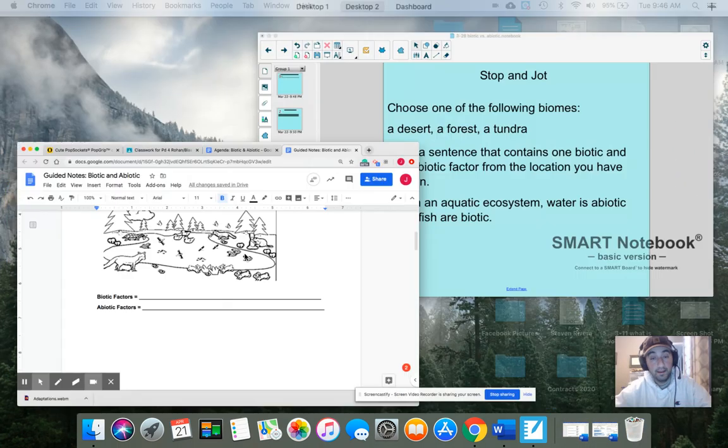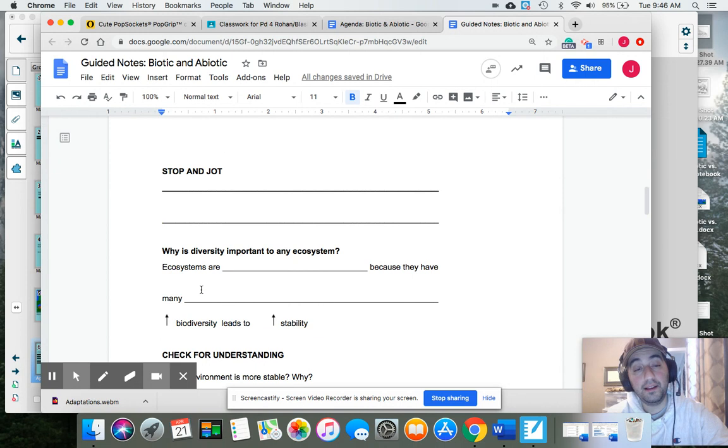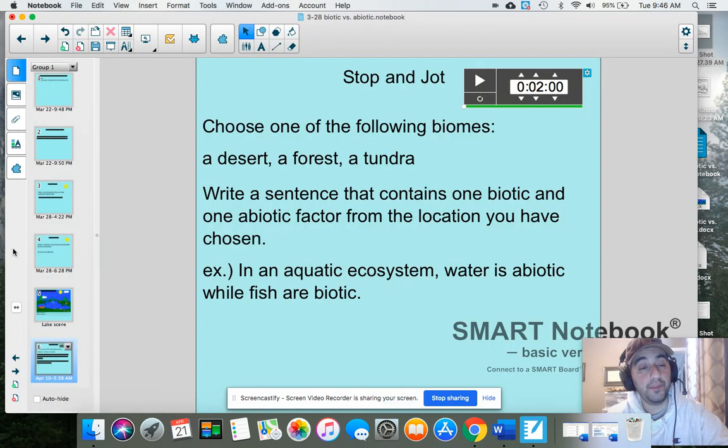All right, so continuing on with the guided notes, I want everybody to complete a stop and jot. You're going to self-assess yourself. The stop and jot for today: you're going to choose one of the following biomes. We have a desert, a forest, and a tundra. In a complete sentence, you're going to write a sentence that contains one biotic and one abiotic factor from the location you have chosen.